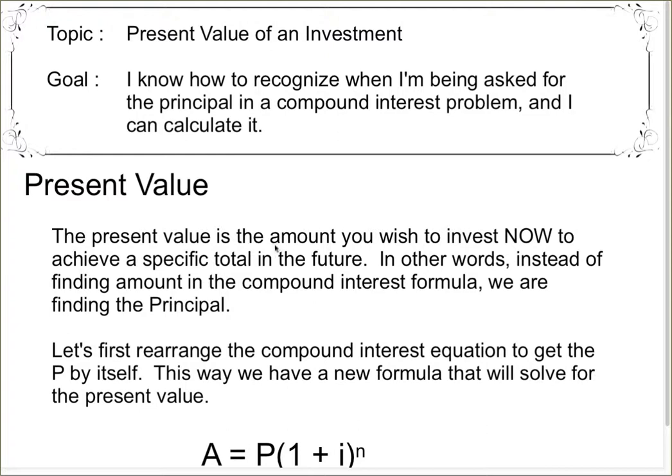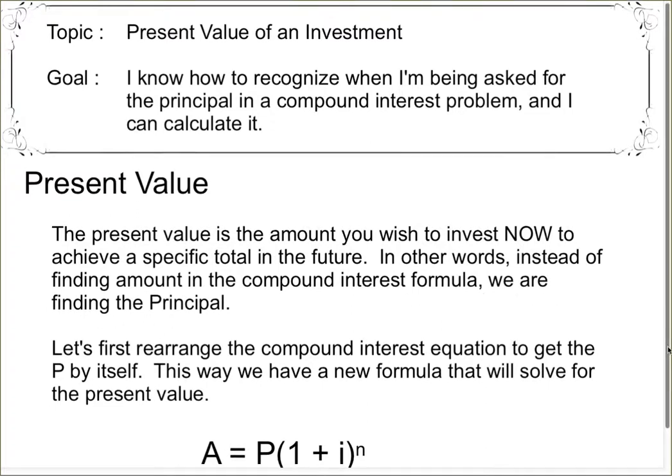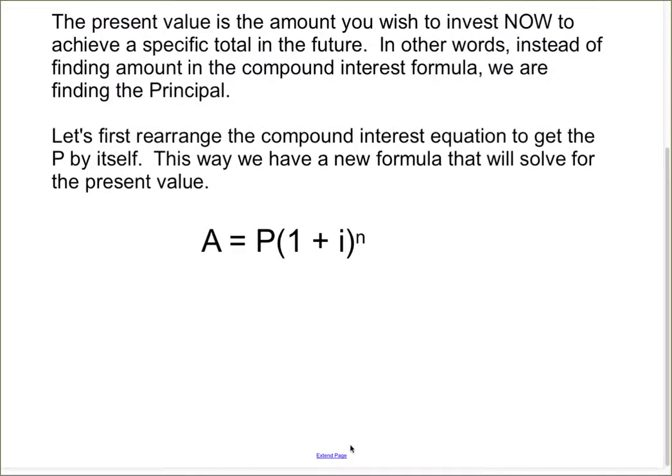So take a look. The present value is the amount you wish to invest now to achieve a specific total in the future. In other words, instead of finding amount in the compound interest formula, we're finding the principal. So what we're first going to do is rearrange the compound interest formula to get principal by itself. We want to get the P all by itself. This whole big thing here is stopping the P from being by itself. Since it's multiplying the P, I'm going to divide by it. So I have to divide both sides by 1 plus i to the n.